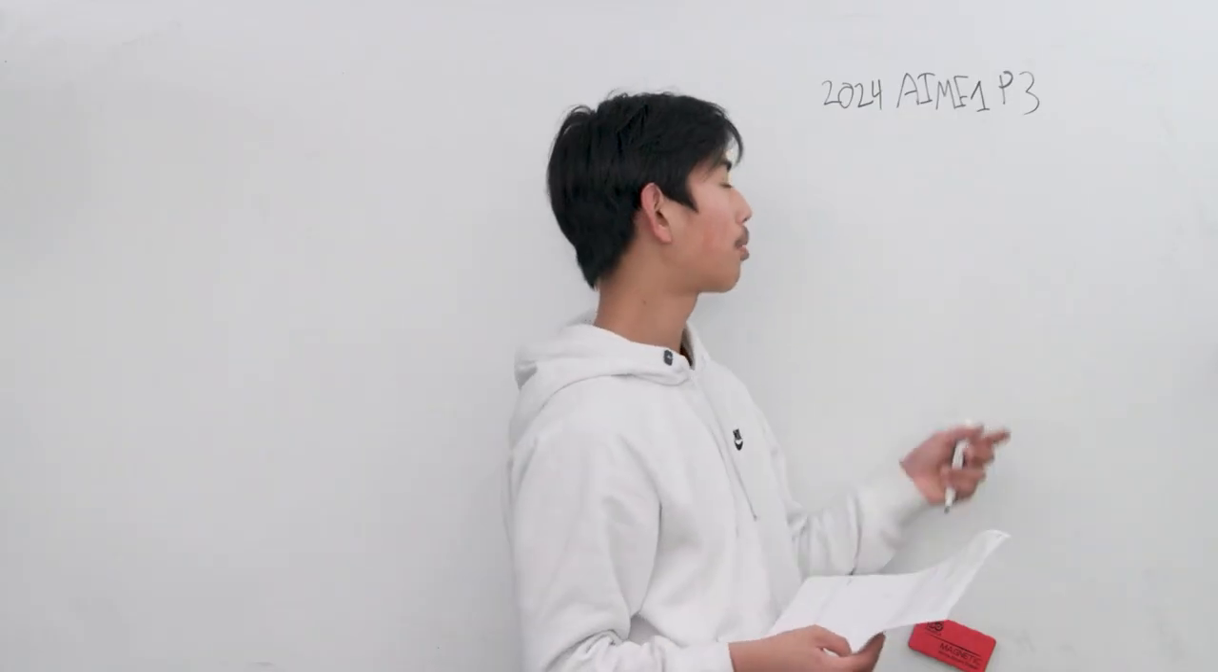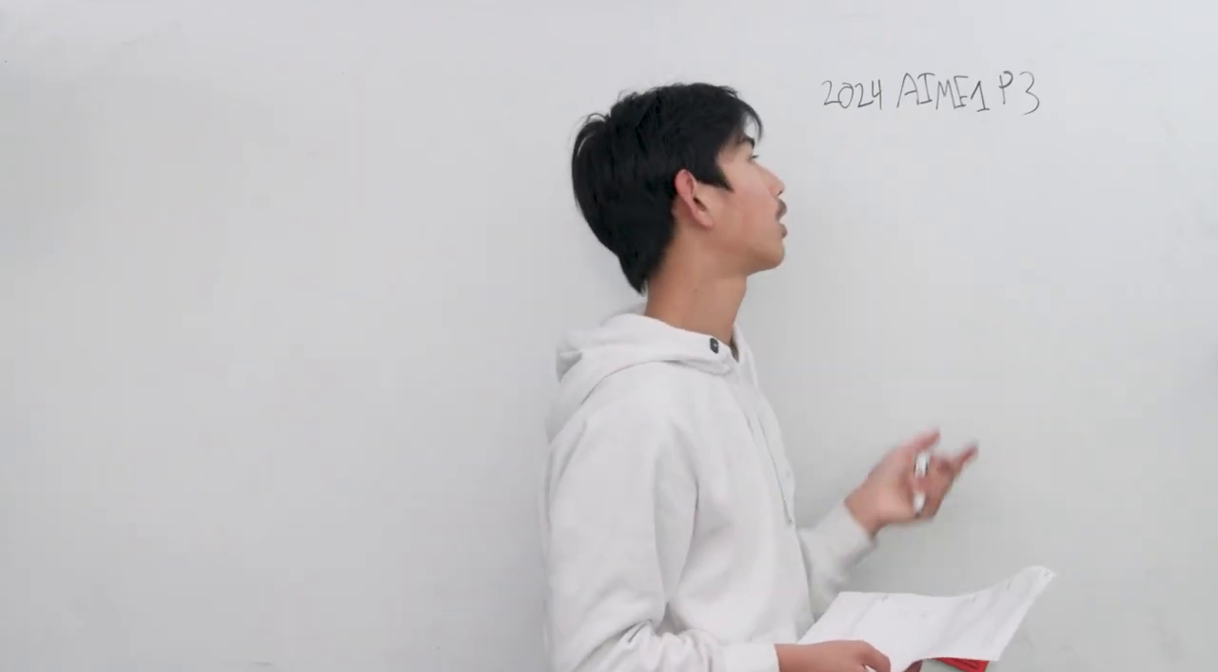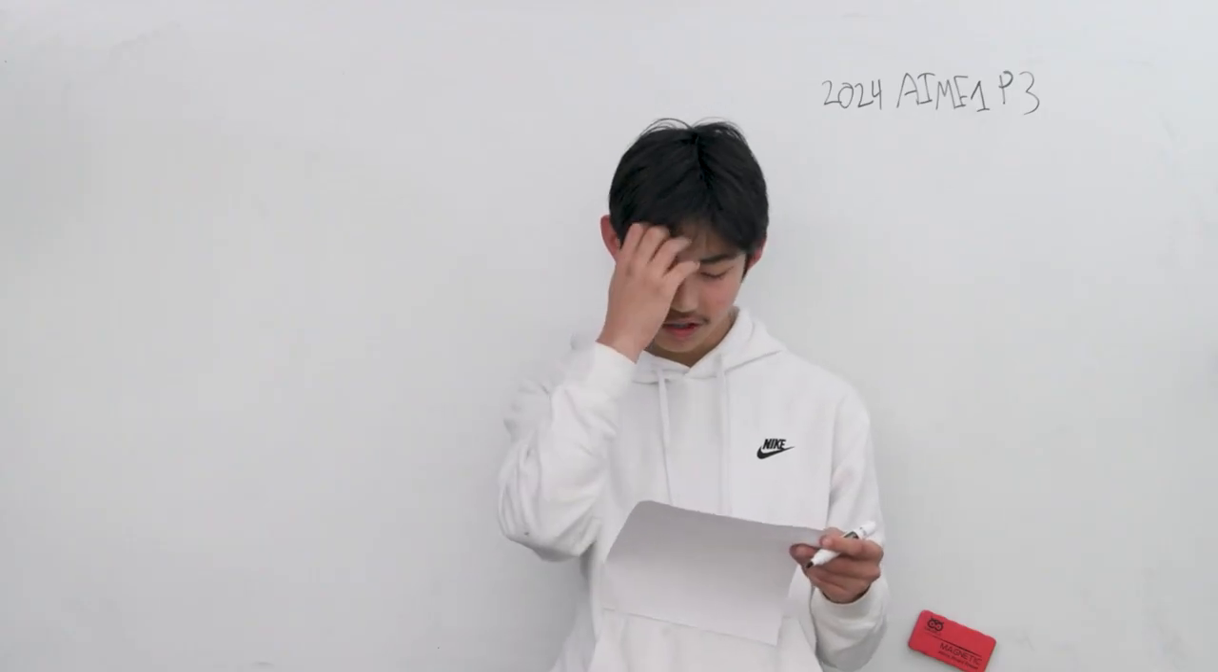We're solving problem 3 from the 2024 AMC 10. Alice and Bob play the following game. A stack of N tokens lies before them. The players take turns with Alice going first. On each turn, the player removes 1 token or 4 tokens from the stack. The player who removes the last token wins.